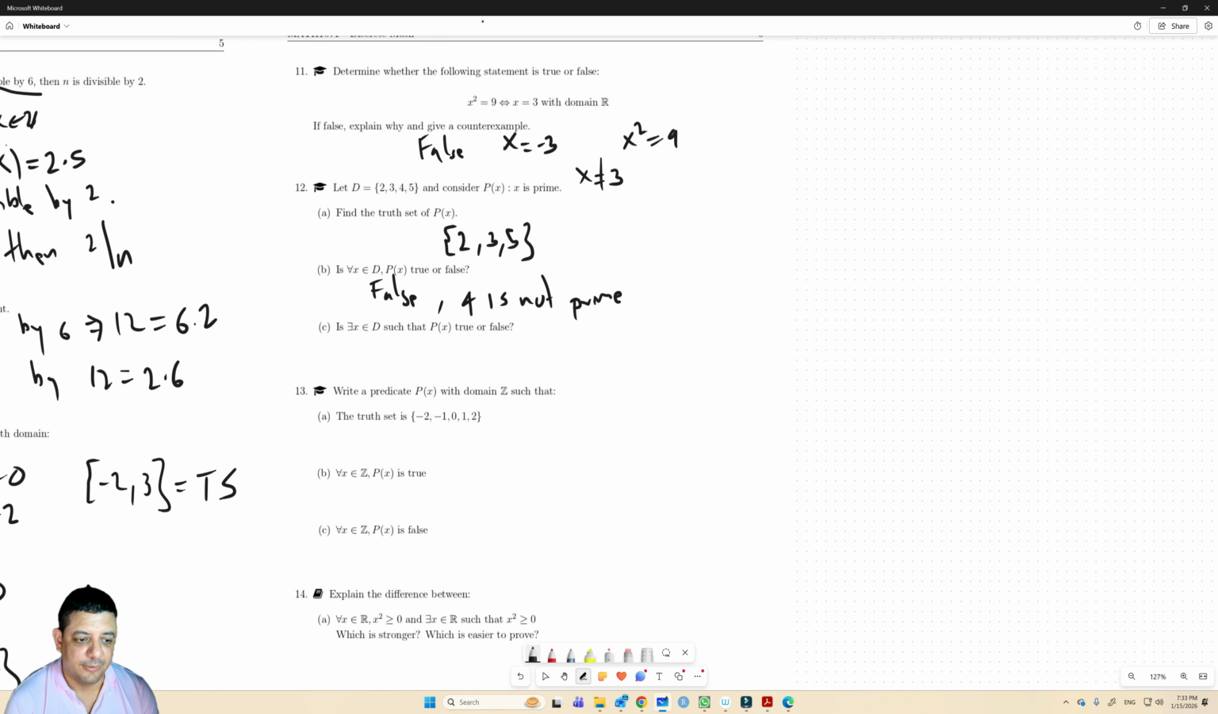Now, is there an x that belongs to D such that p of x is true? Yeah, this is true. 2, 3, 5 are going to work out. 4 doesn't work out, and so that voids the for all. But when we're talking about an exists, we just need one single number. So any of these 3 numbers is going to work out.